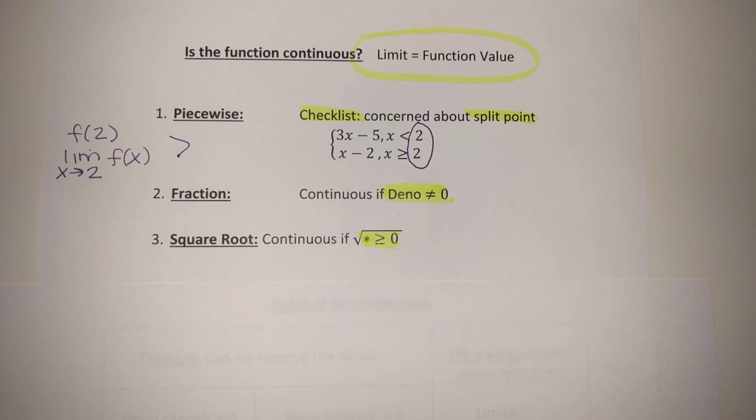Piecewise, usually you have to go through the checklist for the split point. Fractions, you have to look at where the denominator is not equal to 0. Square roots, greater than or equal to 0 for the radicand. And then all of our other functions usually are not going to be problematic. So polynomials are continuous on their domain. The trig functions will be continuous on their domains.